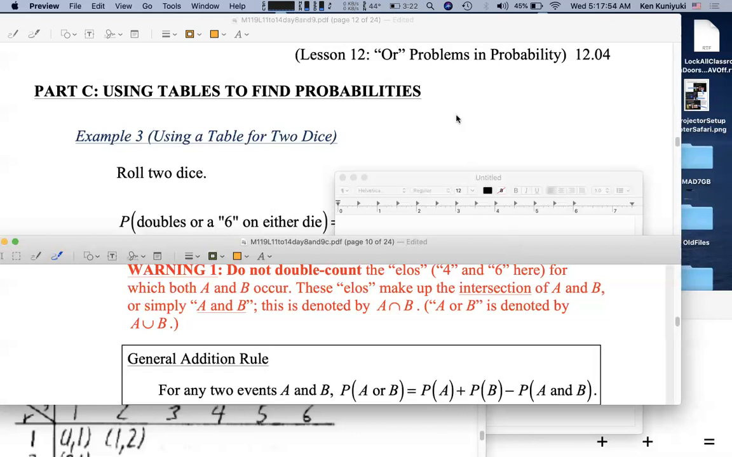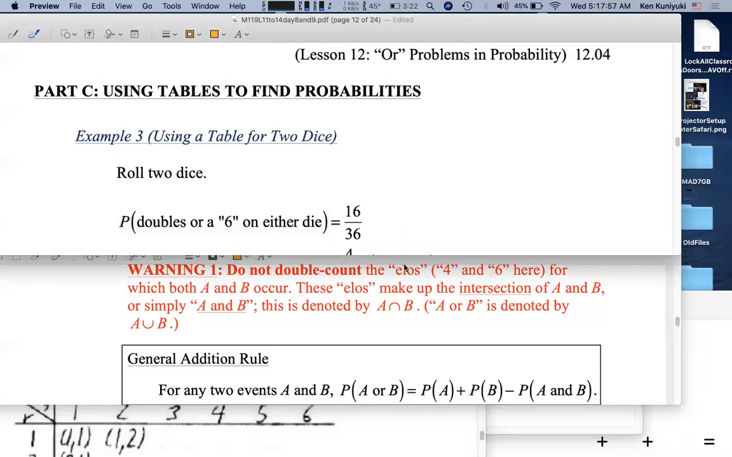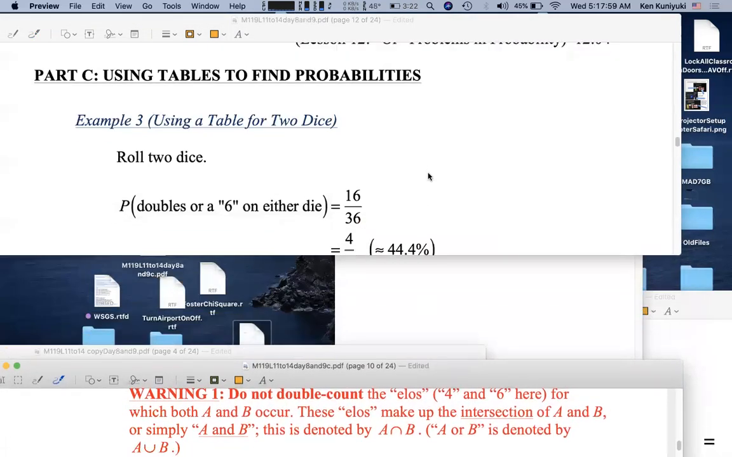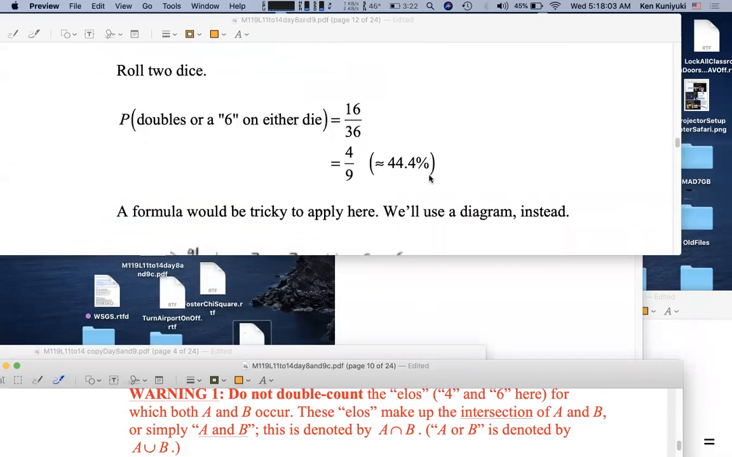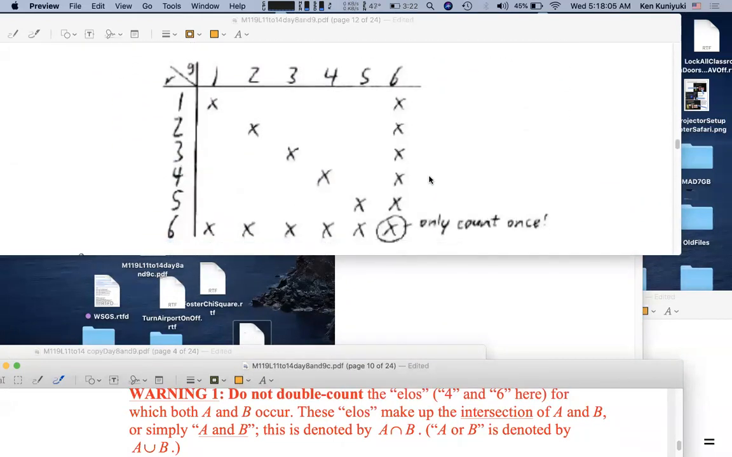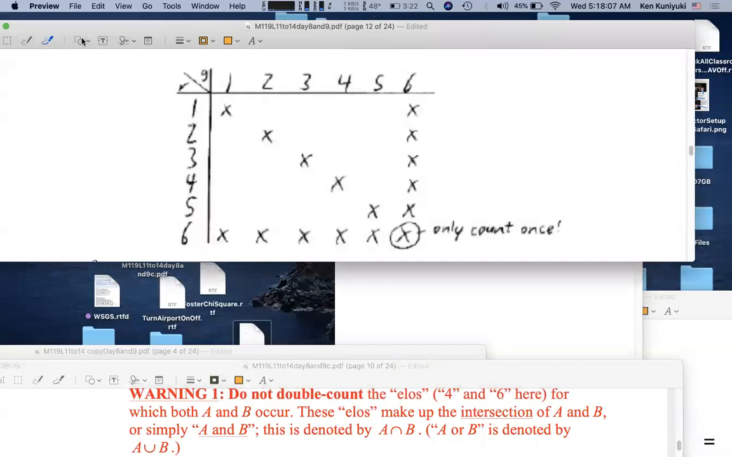All right, you should get the answer of 16 over 36, or reduced, it's 4/9, or about 44.4%. Now, if you use this table here, remember that we get doubles by rolling 1, 1, 2, 2, and so on up through 6, 6. There's 6 outcomes, 6 ELOs that correspond to doubles.